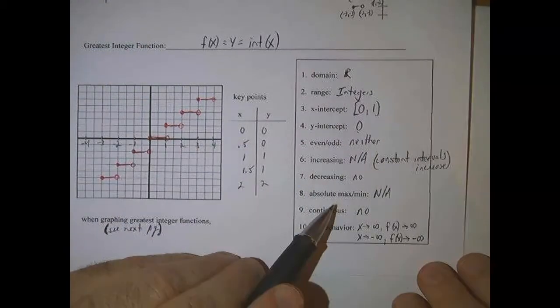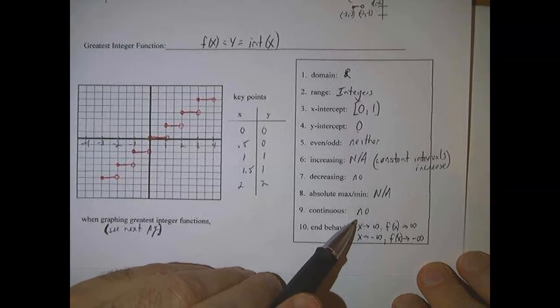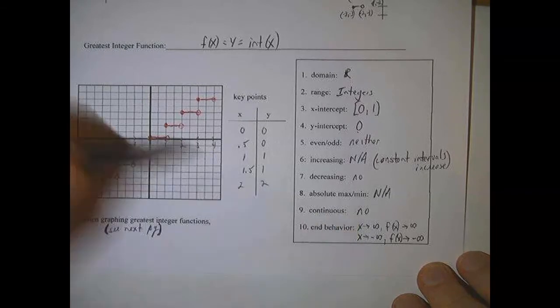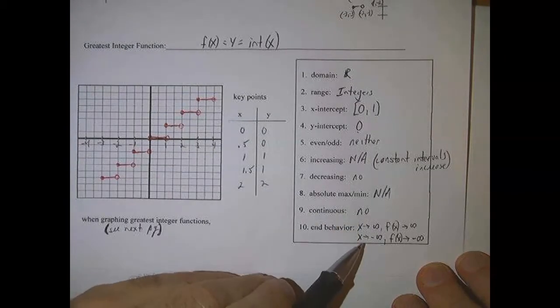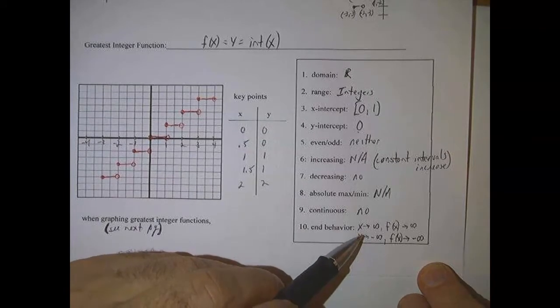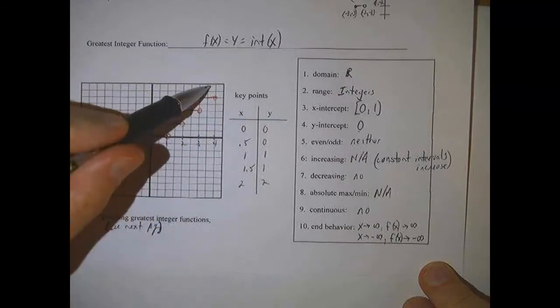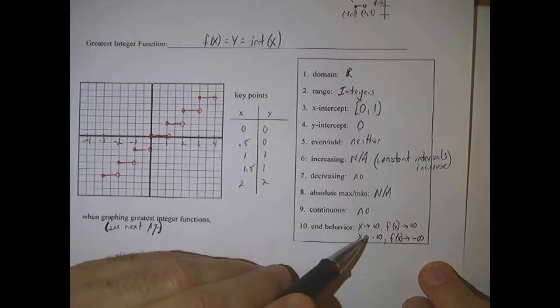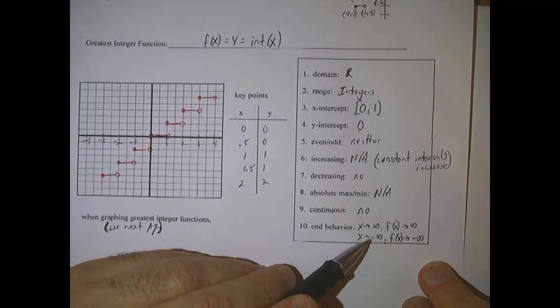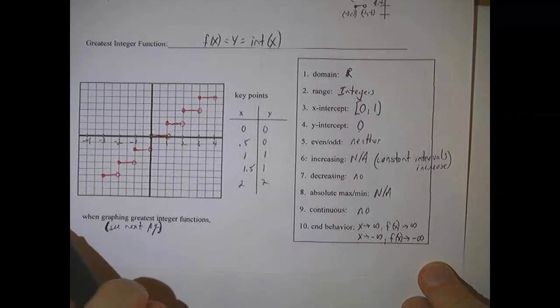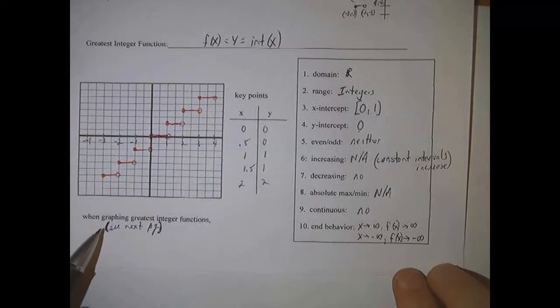There's definitely no local max or min. It is definitely not continuous. You have to lift your pencil every time you jump from step to step. End behavior does look something like a cubic function or an identity function. As you go towards positive infinity, as x goes this way, f of x is getting higher. Okay, so it is following that pattern. As x goes towards negative infinity, or going to the left, the function is getting lower. So that is true.